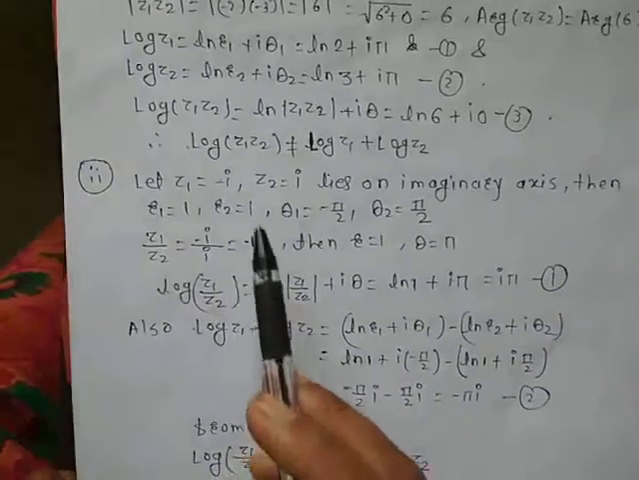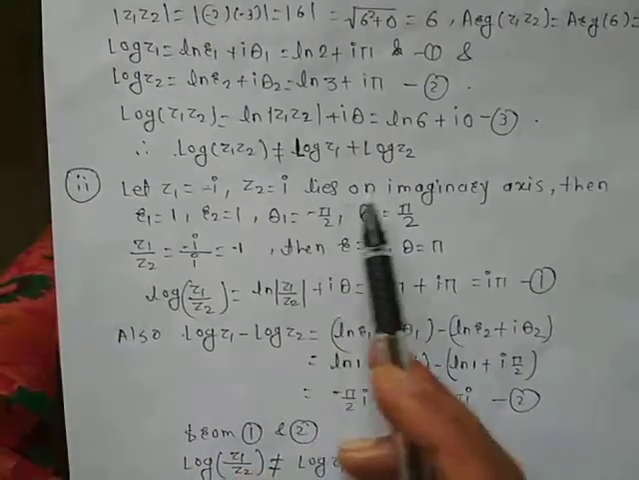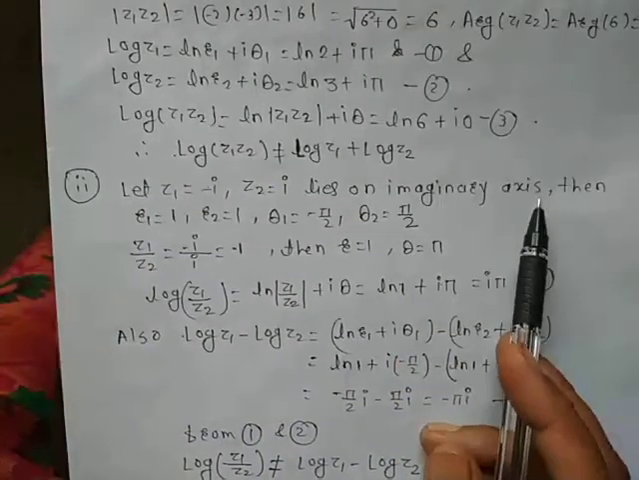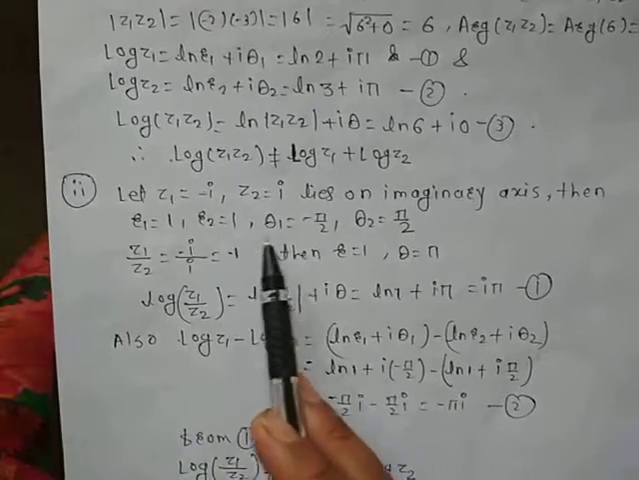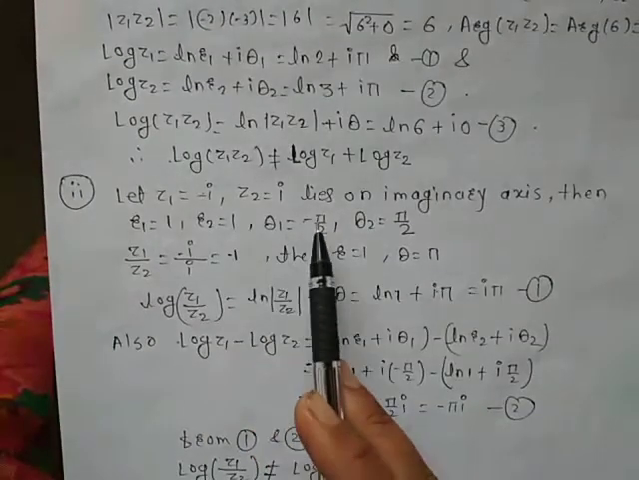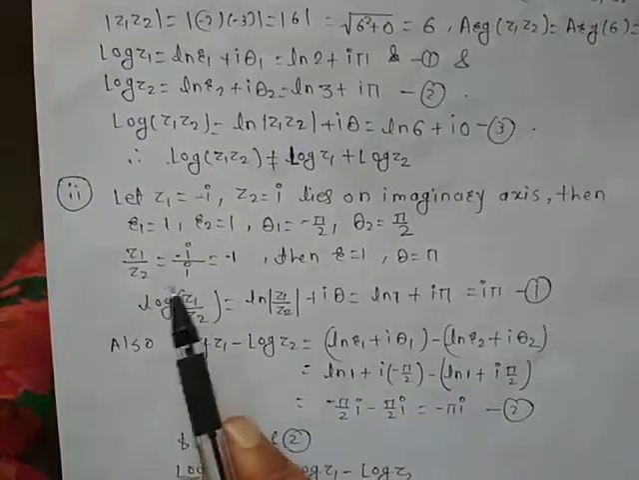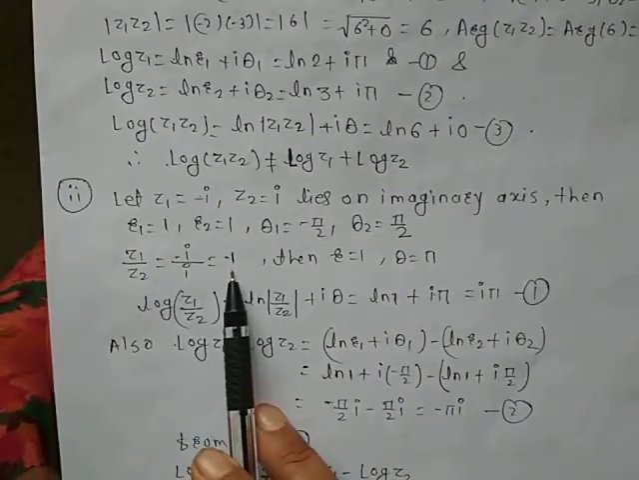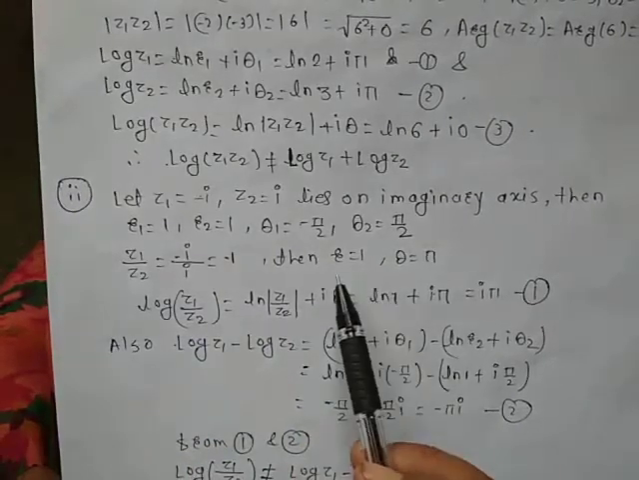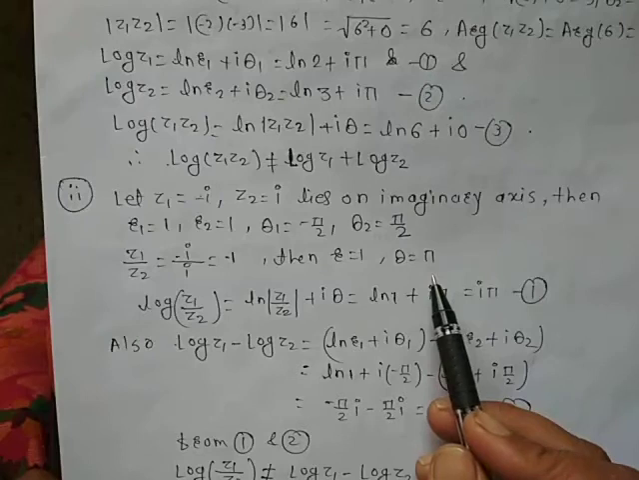Next example: let z1 is equal to minus i, z2 is equal to i, lying on the imaginary axis. Then r1 is equal to 1, r2 is equal to 1, theta1 is equal to minus pi by 2, theta2 is equal to pi by 2. z1 upon z2, minus i upon i, is equal to minus 1. Then r is equal to 1, theta is equal to pi.